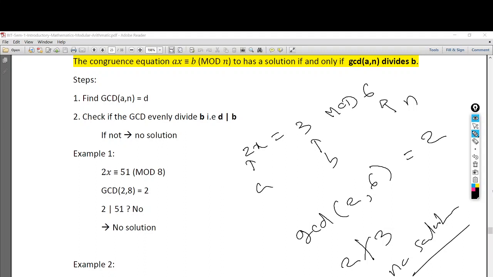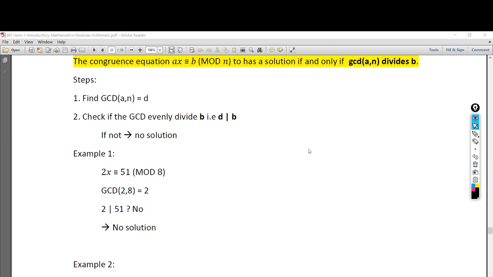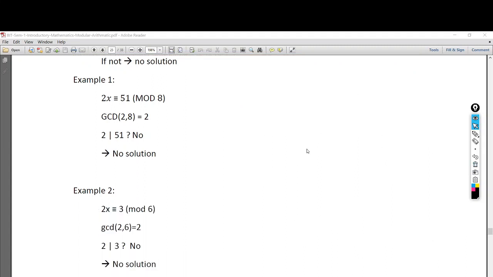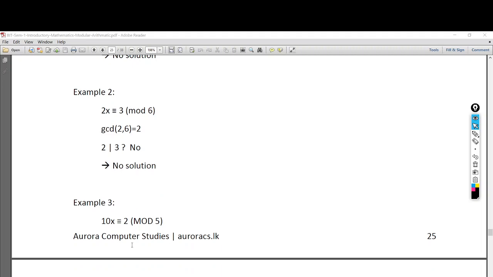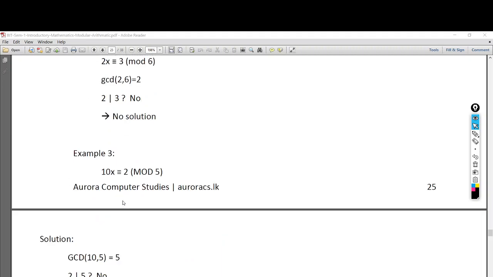So that's it. Likewise, the first thing you want to check is whether it has a solution or not. If it doesn't have a solution, you just have to stop. So this is another example given, and you can do that.